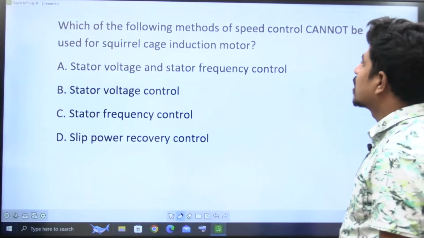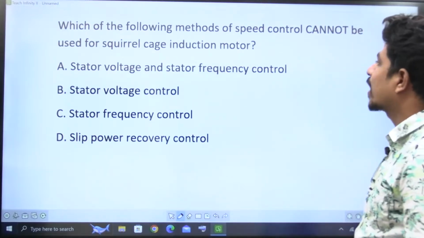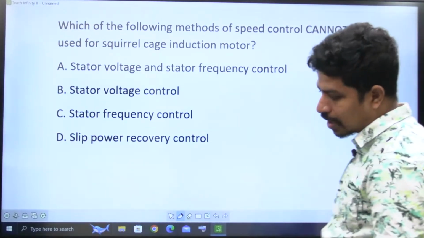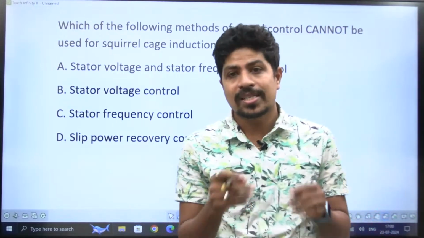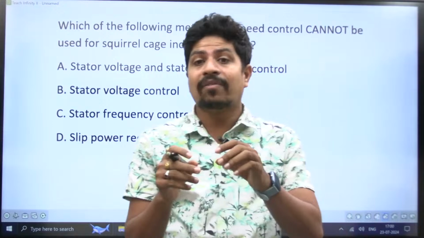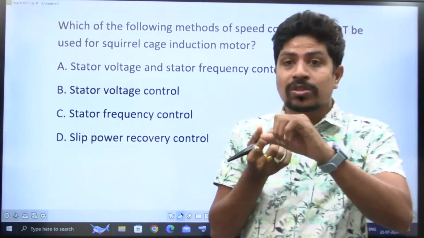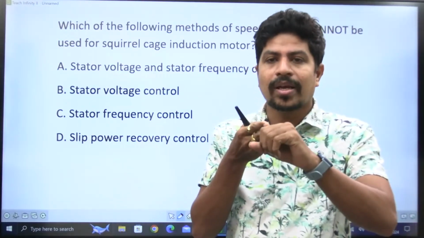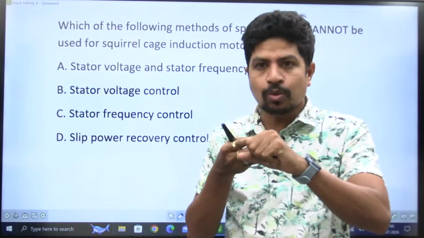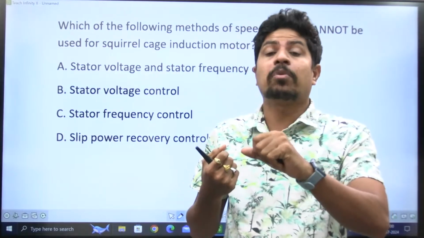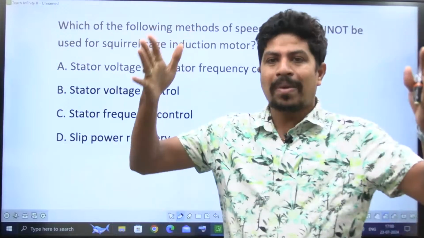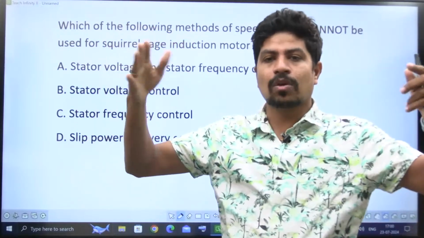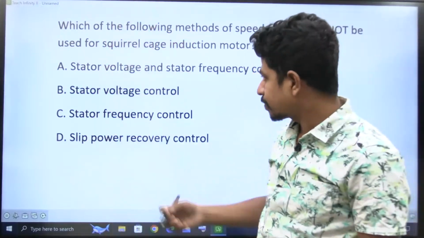Next question, please. Which of the following methods of speed control cannot be used for squirrel cage induction motor? See, what is the difference between squirrel cage induction motor and slip ring? Slip ring induction motor has slip rings to do something with the rotor. You can give something to the rotor or take something from the rotor. That provision is there with the help of slip rings. But squirrel cage rotor bars are shorted.